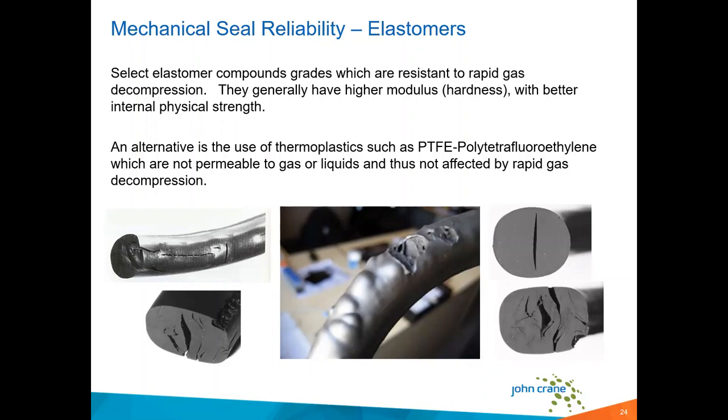So typically to prevent this, we have to look at what caused that rapid pressurization or that rapid phase change in the first place. Sometimes we may have to look at a higher durometer elastomer, or maybe even an alternative secondary sealing design, like an energized polymer seal or something along those lines.